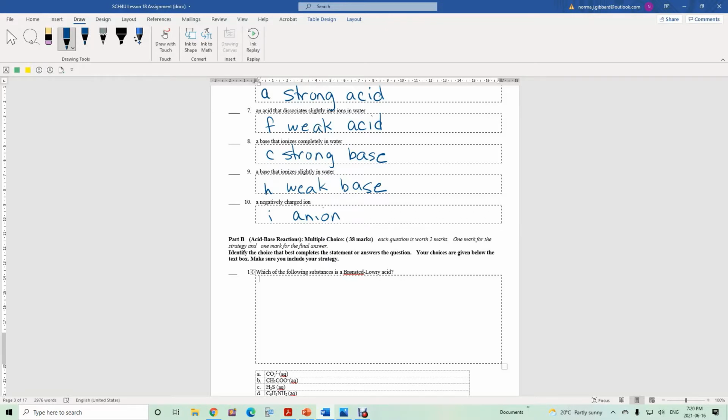Number 1, which of the following substances is a Bronsted-Lowry acid? The answer is C, H2S. Water, which is H2O, can react with H2S to produce H3O plus and SH minus. So it is able to donate a proton to H2O.